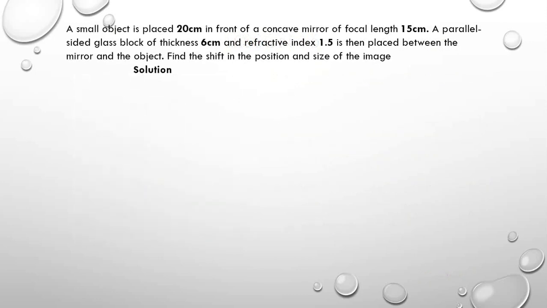Let's begin by looking at this example. A small object is placed 20 centimeters in front of a concave mirror of focal length 15 centimeters. A parallel-sided glass block of thickness 6 centimeters and refractive index 1.5 is then placed between the mirror and the object. Find the shift in the position and size of the image.